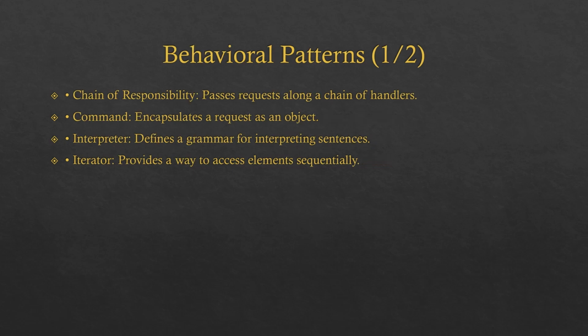Behavioral patterns deal with the communication and interaction between objects. The chain of responsibility pattern passes requests along a chain of handlers. The command pattern encapsulates a request as an object, allowing for parameterization of clients. The interpreter pattern defines a grammar for interpreting sentences, while the iterator pattern provides sequential access to elements in a collection.